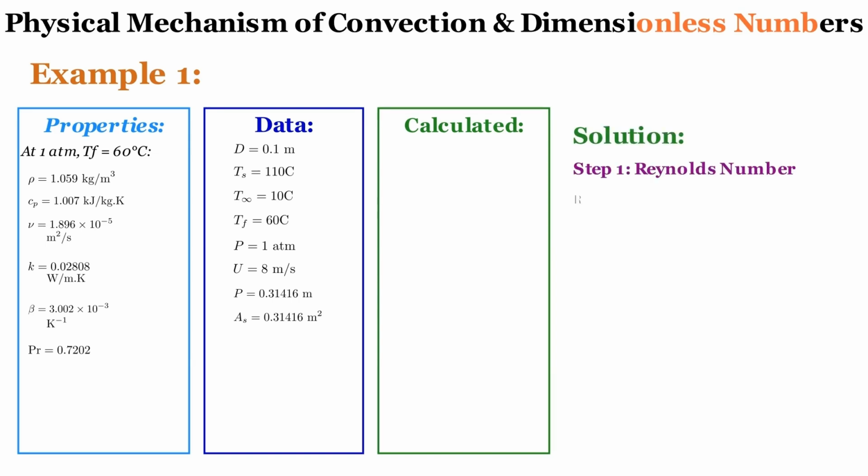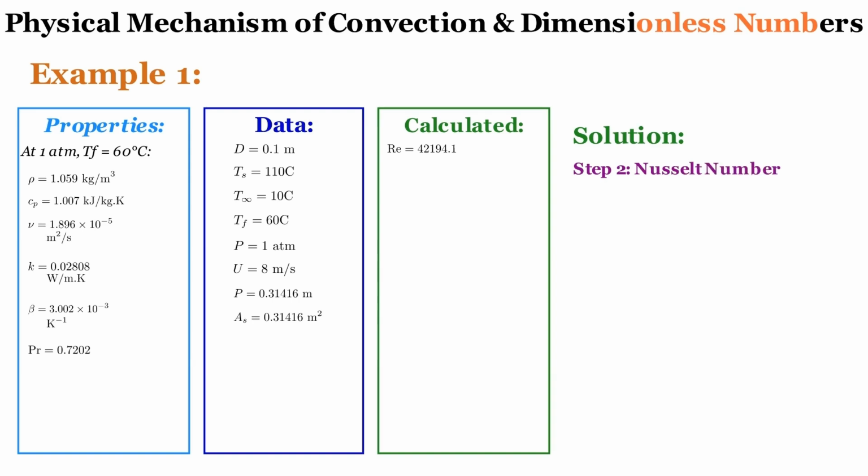Step 1. First, we calculate the Reynolds number to determine the flow regime. Reynolds number equals velocity times diameter divided by kinematic viscosity. Substituting the values, 8 times 0.1 divided by 1.896 times 10 to the minus 5. This gives us Reynolds number equals 42,194.1. Since this is greater than 4,000, we have turbulent flow.